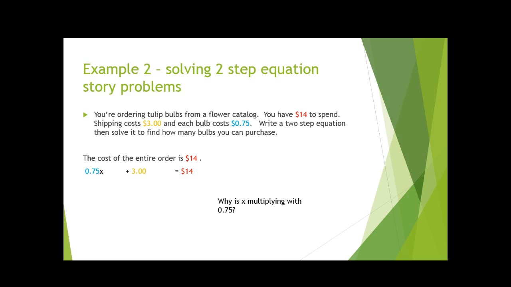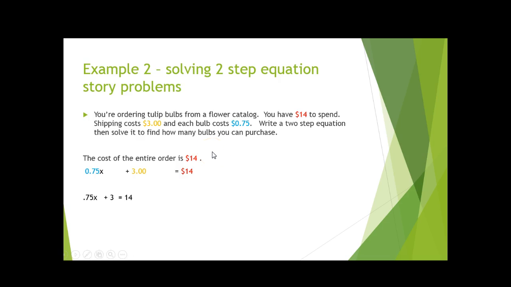The question is, why is x multiplying with 75 cents? The answer to that question is because each bulb costs 75 cents. A word that you need to keep in mind whenever you see it means multiply is each, or per. 75 cents per bulb would be another way of writing multiply those numbers together. Because if you bought 2 bulbs, it'd be 0.75 times 2. If you bought 3, it'd be 0.75 times 3, and so on and so forth.